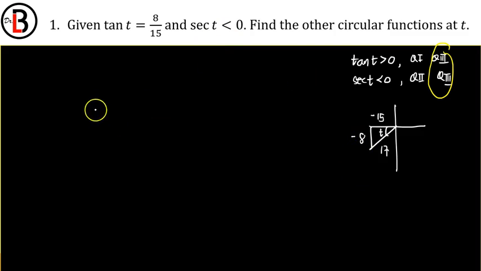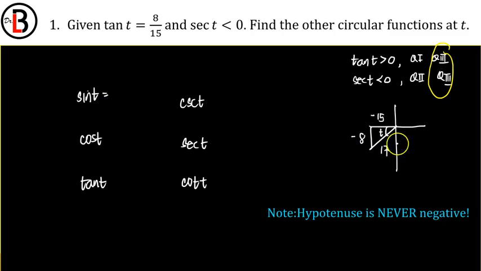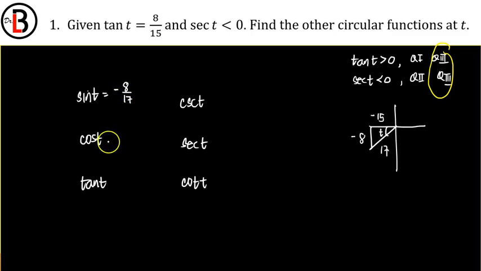You're asked to find the other circular functions: sine t, cosine t, and then of course you already know tangent, secant, and cosecant of t. Sine would be opposite over hypotenuse, so 8 over 17. Do take note that 17, the hypotenuse, should never be negative. It's always positive. So that's negative 8 over 17. Cosine is adjacent, so that's negative 15 over 17.